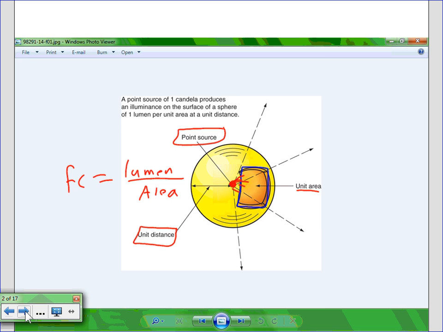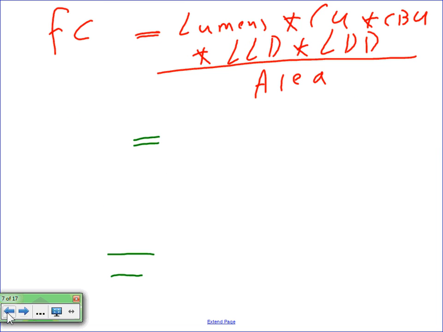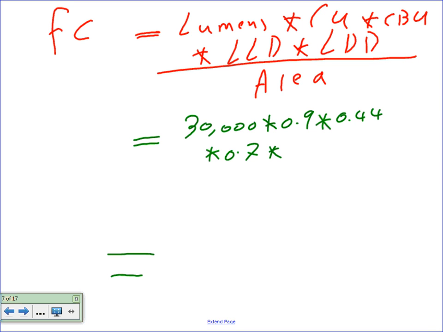Okay, so if you go back, here you go. So if you go right here, we need to find foot candle. The formula, guys, is lumens times coefficient of utilization, beam coefficient of utilization, lumen depreciation, and dirt depreciation, divided by the area. Okay, let's do it. The first thing is lumens, it's 30,000, times the second one, coefficient of utilization 0.9. The third one, beam utilization 0.44, and multiplied by, what else? I have lumen depreciation 0.7, dirt depreciation 0.85, and everything here is divided by 20 times 20, which is the area. Any question?